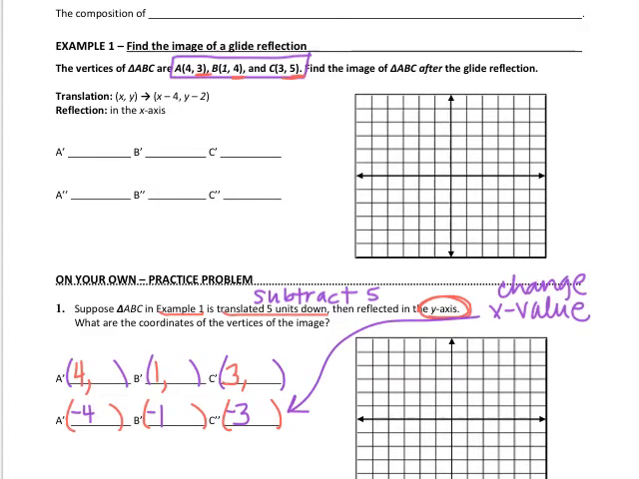And to finish this problem up, I would like you to graph your A double prime, B double prime, and C double prime. So these points right here should be graphed over on the coordinate plane, please.